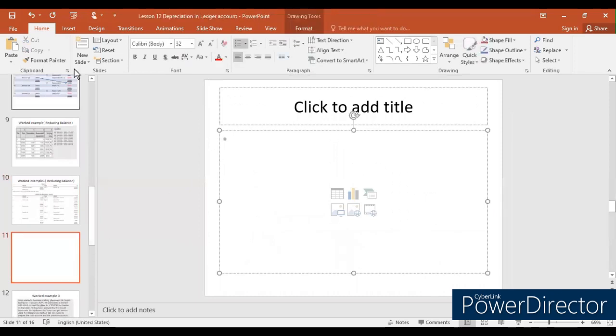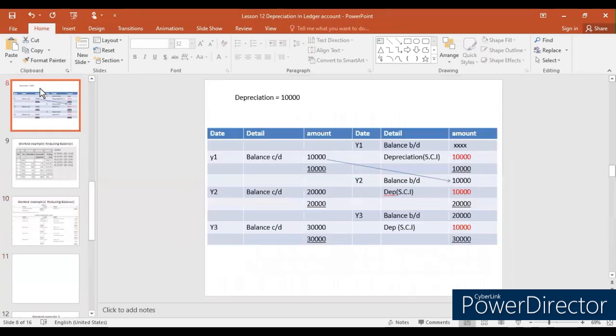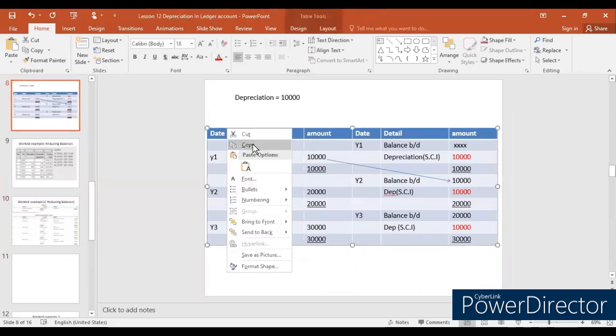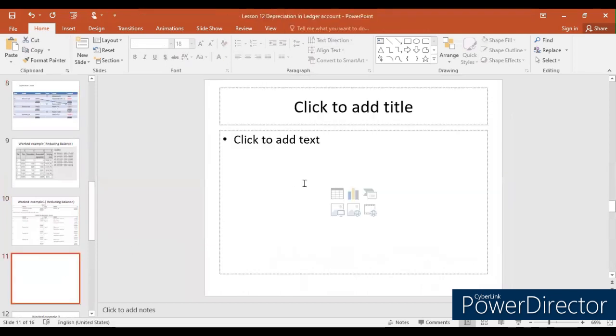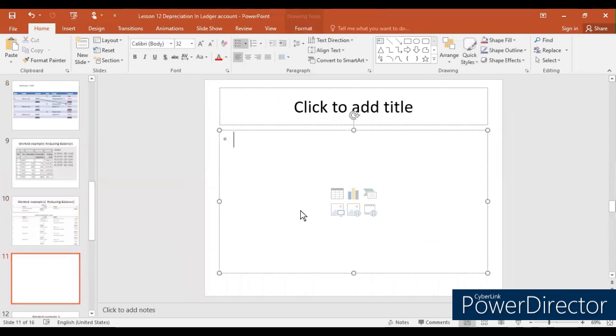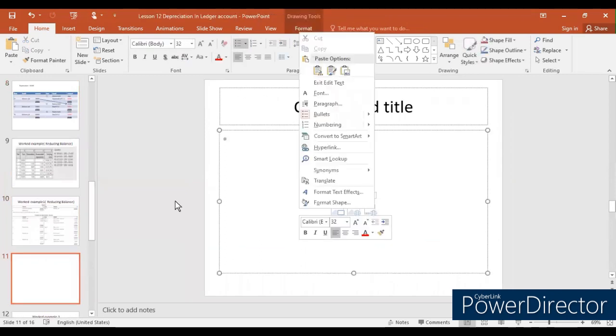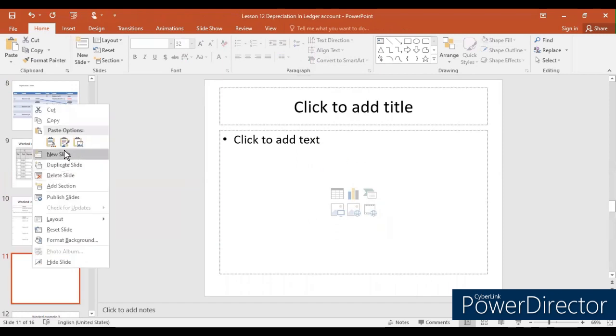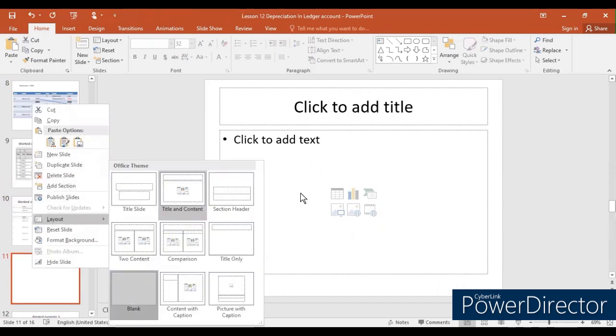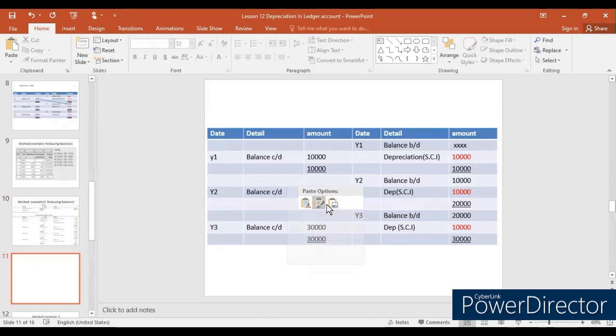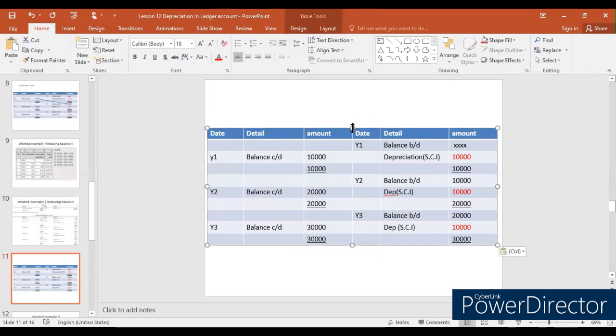And I'll try to insert a table. If you insert this table, we can copy this and then change it. It's easy. Copy and take a blank one. We'll take this. Okay.